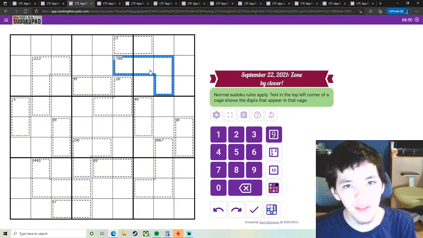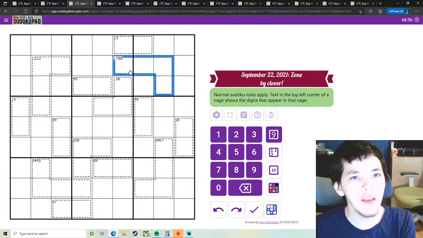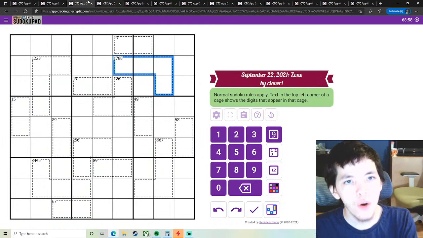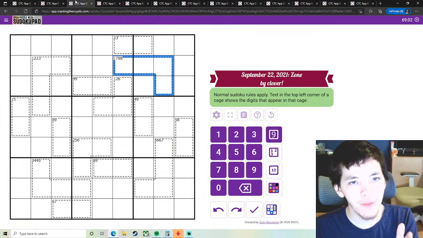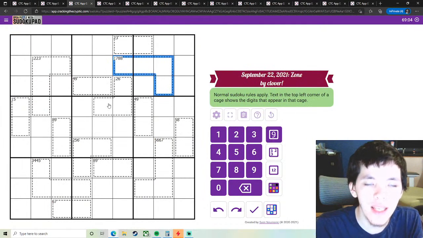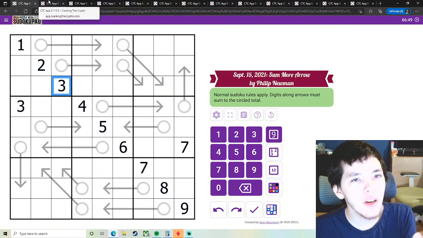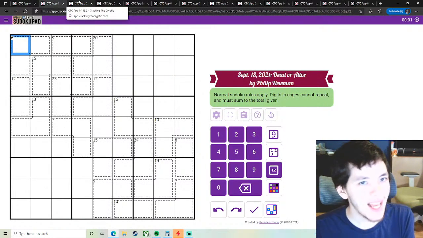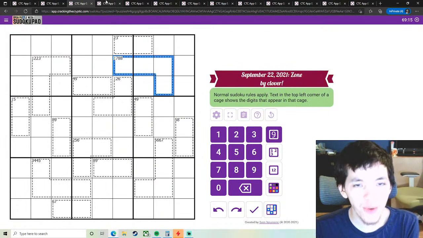So instead of killer cages that tell you the sum of the digits inside of the cages, and by the way, if any of these rules don't make any sense, try not to be discouraged. Every puzzle is different. Some will be more easily understood than others. So long as any of these are making sense, I think that counts. And even if they don't make sense, totally okay too.